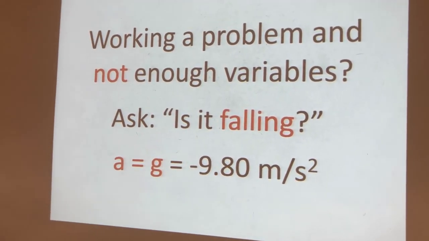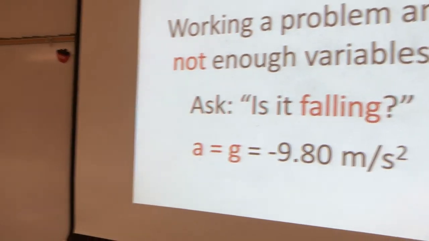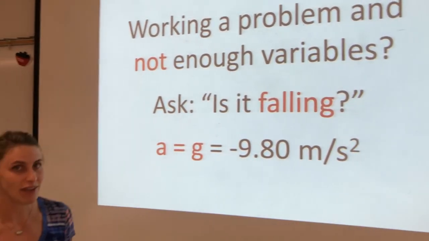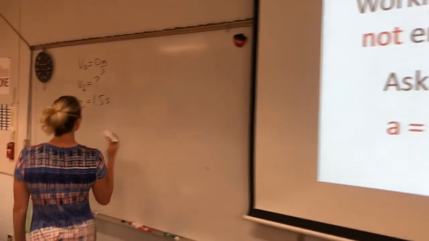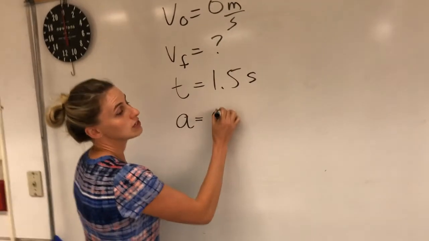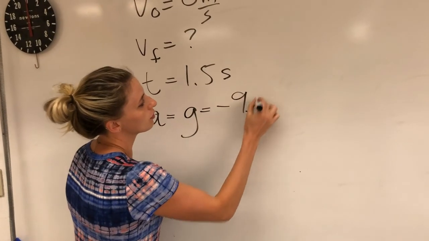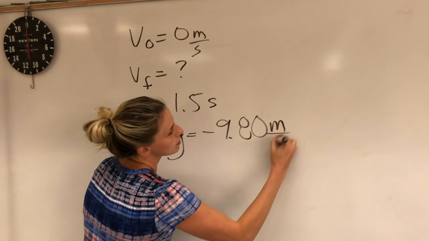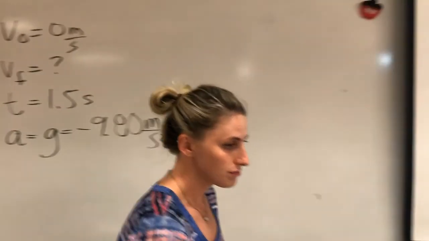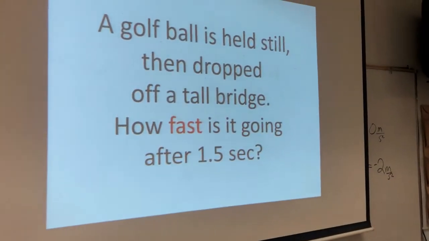The difference between these ones and all the other speed ones we've been doing is that it's falling, right? So we have to factor in gravity, even though it doesn't tell you. You have to know. So you could say acceleration equals g, which equals negative 9.80 meters per second squared. Whenever you use a or g, it's the same thing. Here it is.